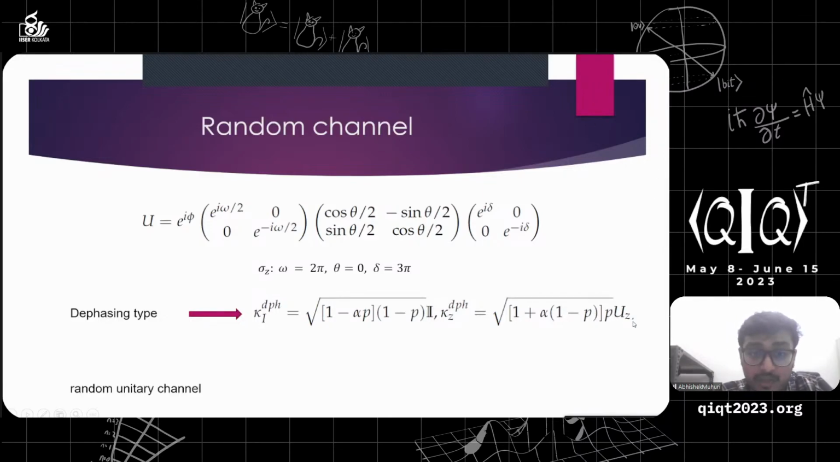So we'll take these parameters from the Gaussian distribution whose mean is, like, omega equal to 2 pi, and standard deviation is epsilon. In this way we have modeled these random unitary channels, which are actually CPTP, and we have already checked that.